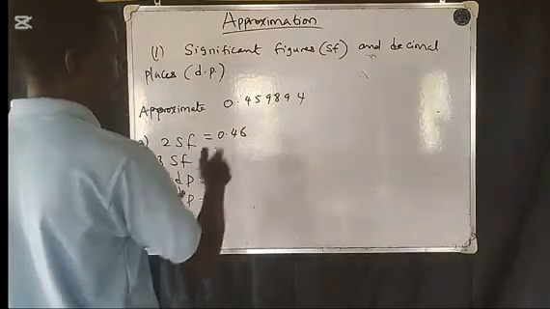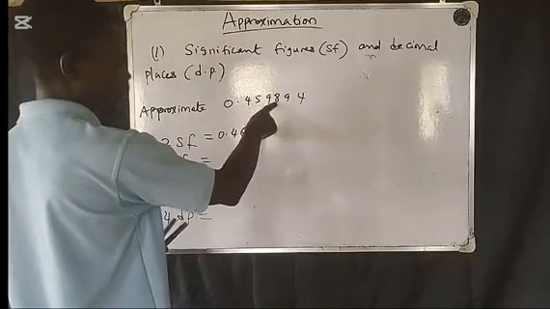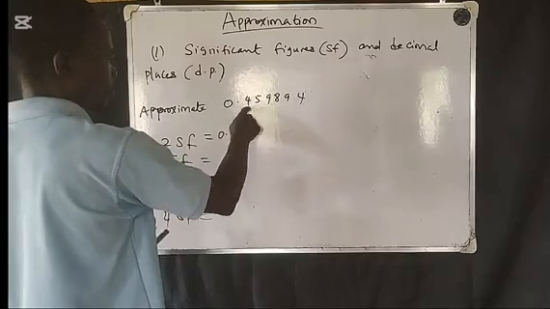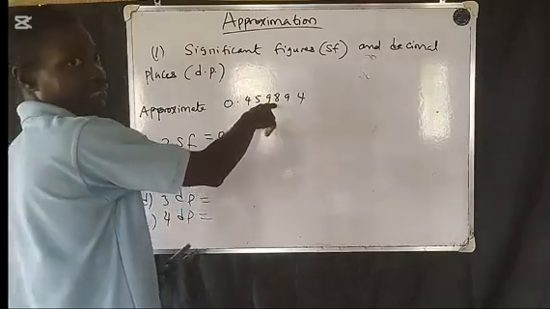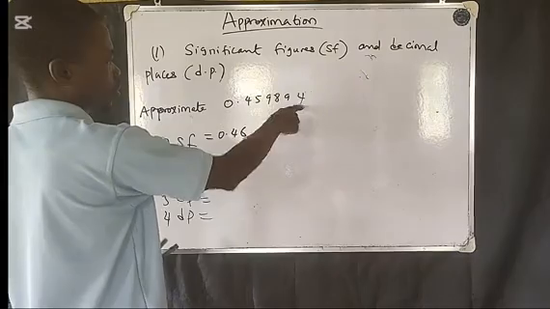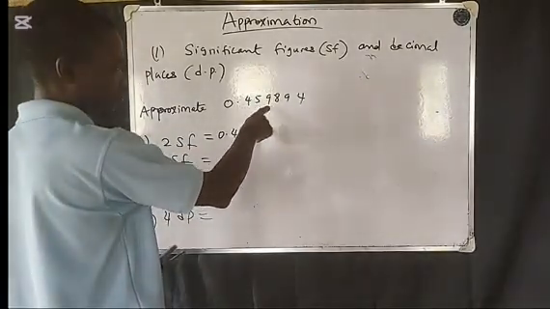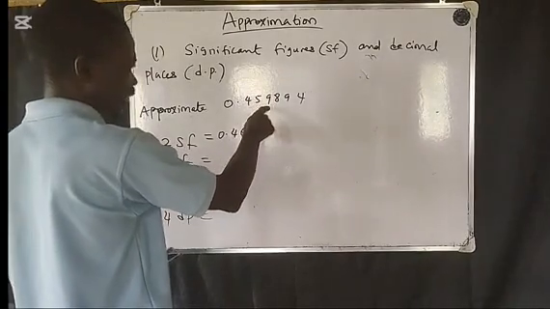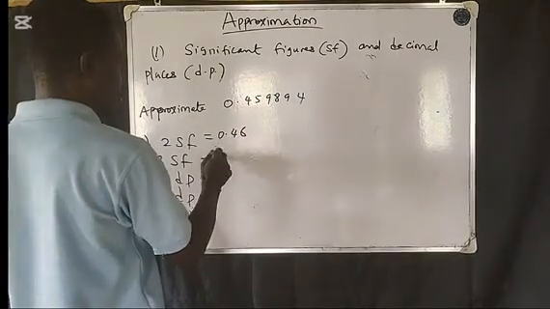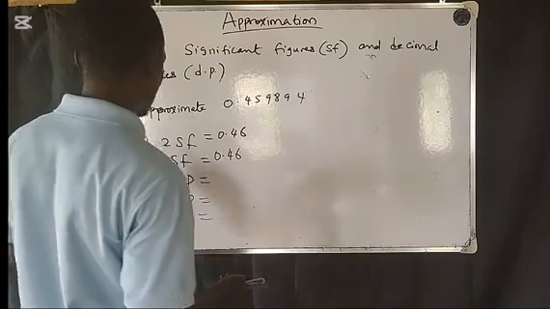3SF, 1, 2, 3. If you pick 1 to add to this place, it becomes 10, right? 1, 2, 3. We're supposed to stop at 9. But this 8, the next digit to the 9, is a senior digit. So you turn it to 0. You turn everything to 0 and add 1. When you add 1 to 9, 9 becomes 10. So you can't write 10. You turn this 9 again to 0 and add 1 to this. So it turns to 0.46.